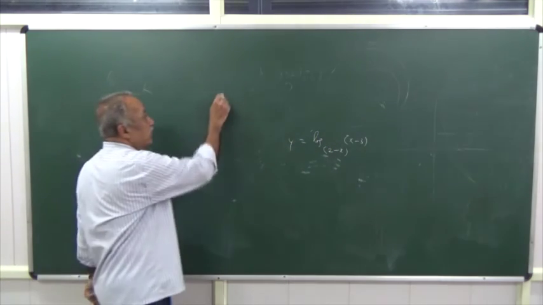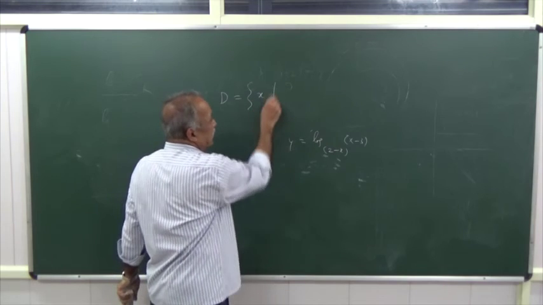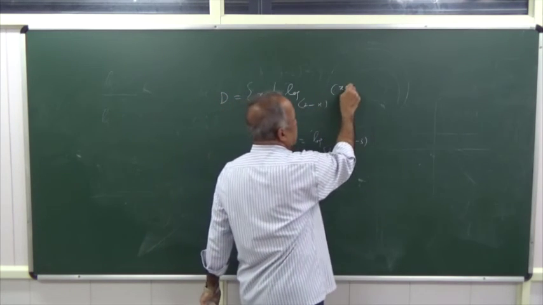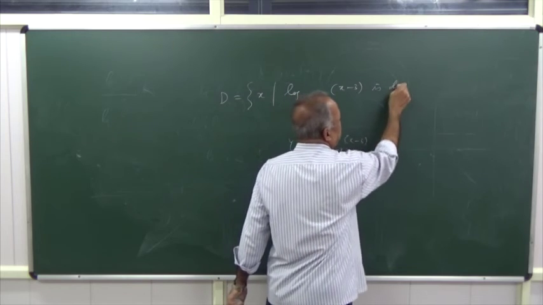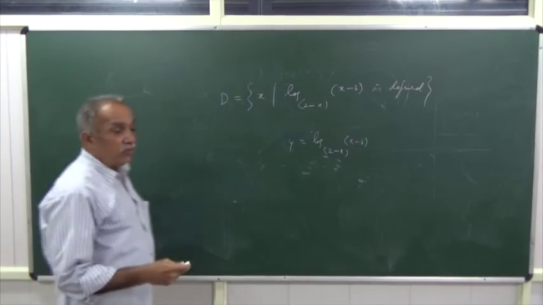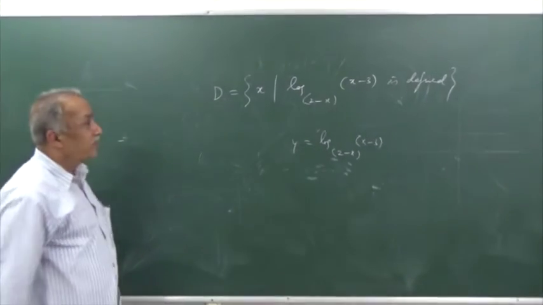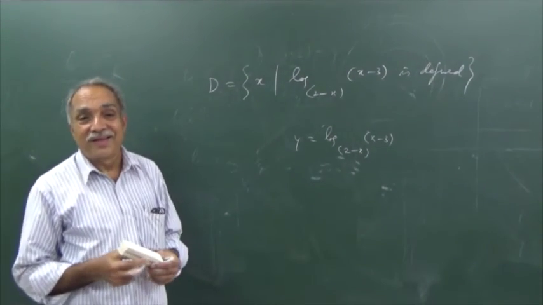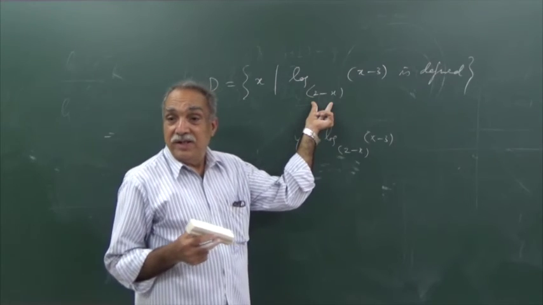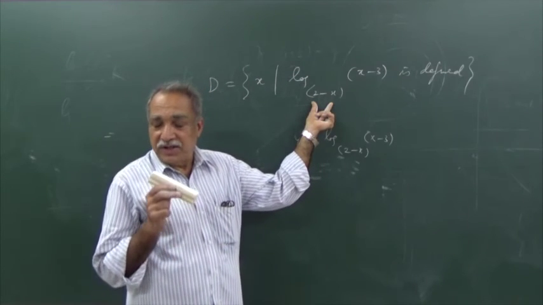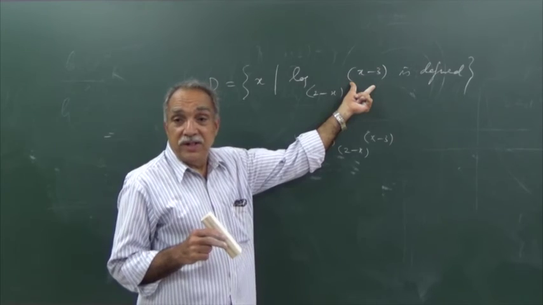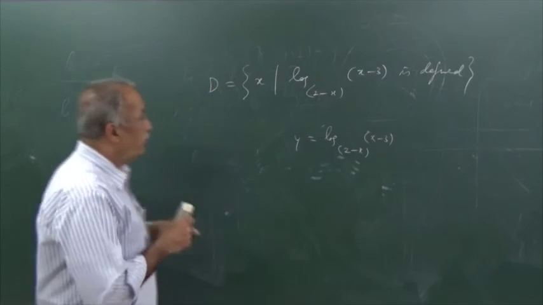I want the function to be meaningful. Set of all x such that log base 2 minus x of x minus 3 is defined. When is logarithm defined? Two conditions. One, base must be greater than 0, not equal to 1. Argument must be greater than 0.